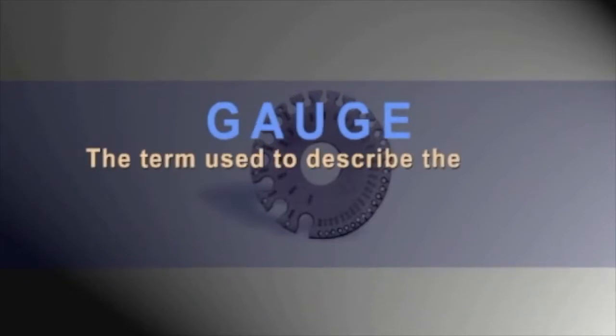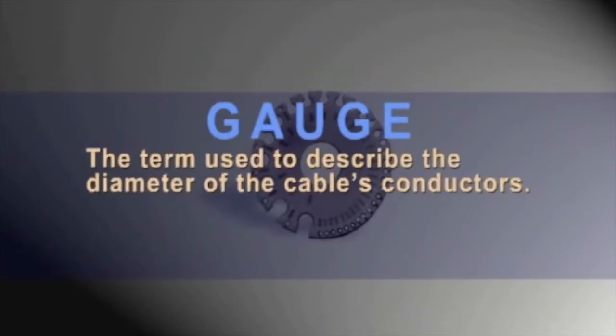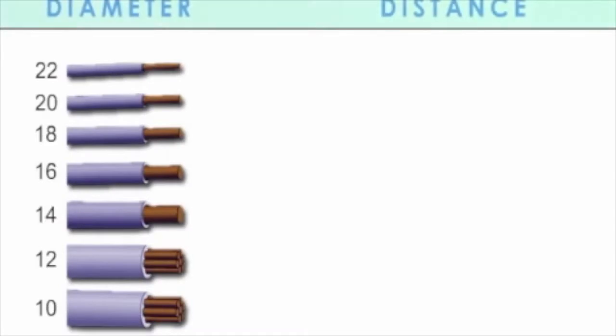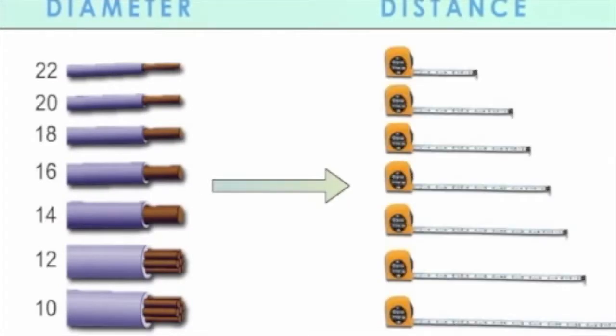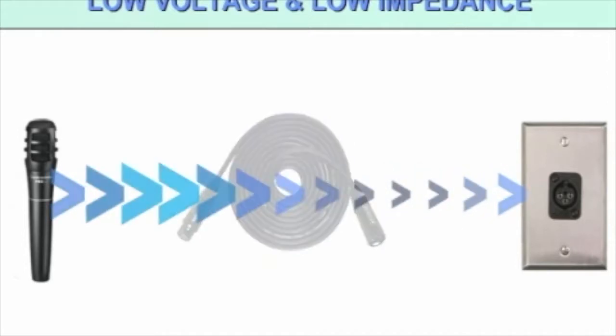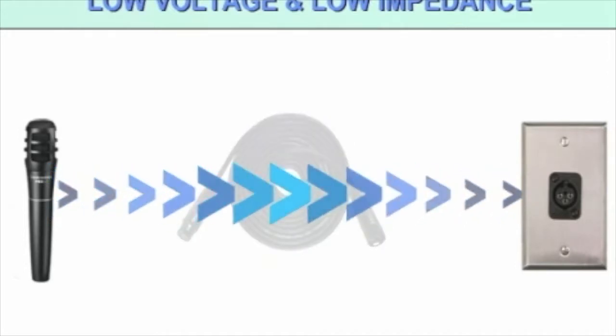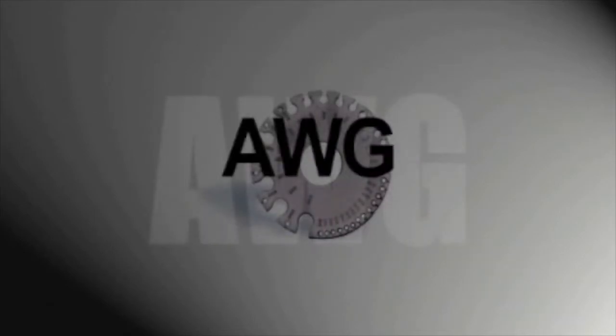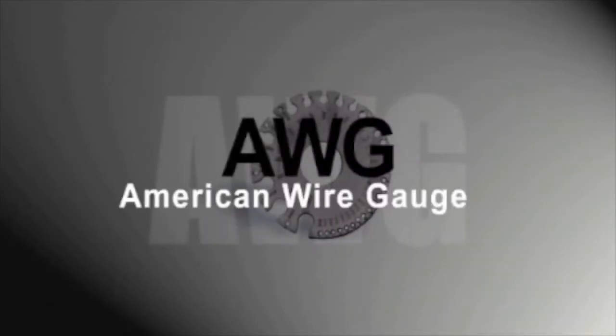Gauge is the term used to describe the diameter of the cable's conductors. The conductor size is important in regard to signal strength over distance. For instance, a low-voltage, low-impedance signal like microphones can be run through a small gauge cable a fair distance before signal loss becomes a factor. The symbol for wire gauge is AWG, which is short for American Wire Gauge.